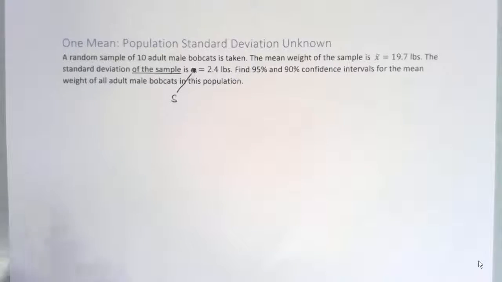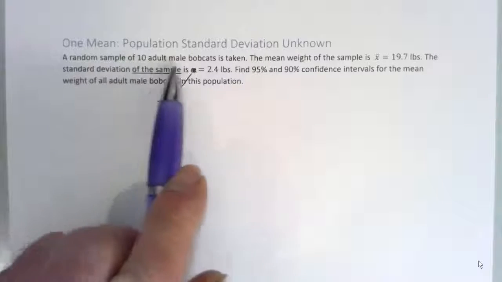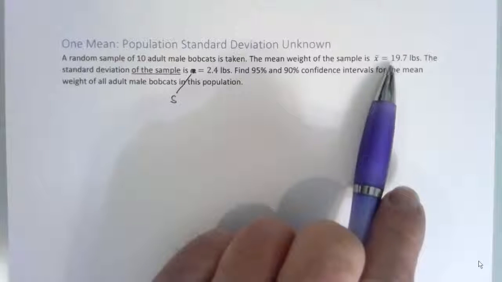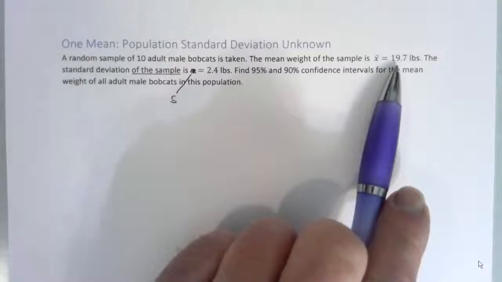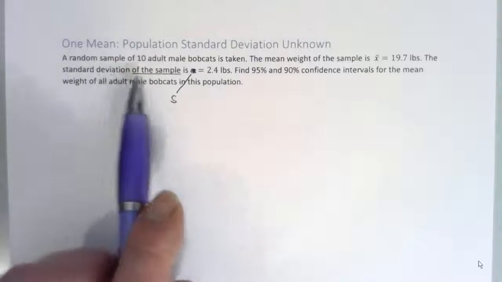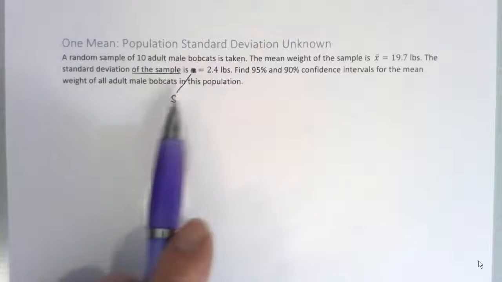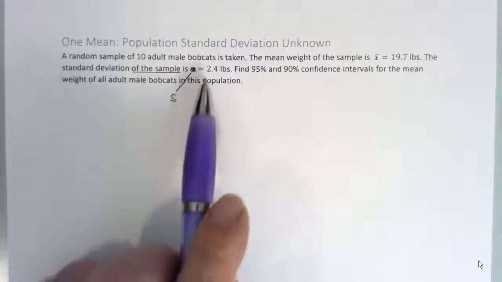We're ready now for the last problem. This one is essentially the same as the first problem with one exception. Once again, we have a random sample of 10 adult male bobcats. The average weight of the bobcats in the sample is 19.7 pounds, but this time we don't assume we have a standard deviation from the population. Rather, we have a standard deviation from the sample. The symbol for that is S instead of sigma. Sigma means the standard deviation of the population. S means the standard deviation of the sample.